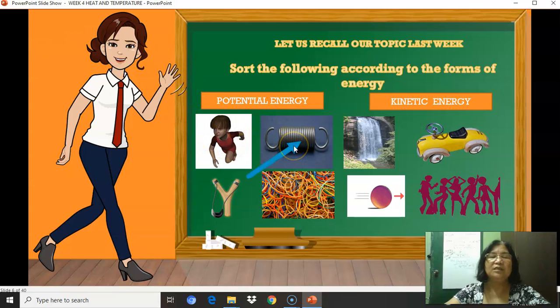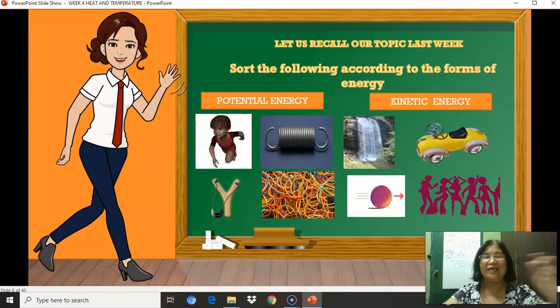While this spring, we consider this as possessing potential energy. And what kind of potential energy? It is elastic potential energy or elastic energy. Why elastic? Because you can compress this material, and then after releasing, it will go back to its original shape. Now, how about the waterfalls? Waterfalls is potential energy, and what form of potential energy? It is gravitational potential energy because of the height, the distance, and the water is being pulled by the gravity.